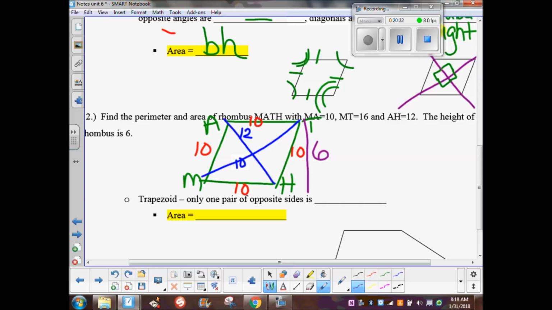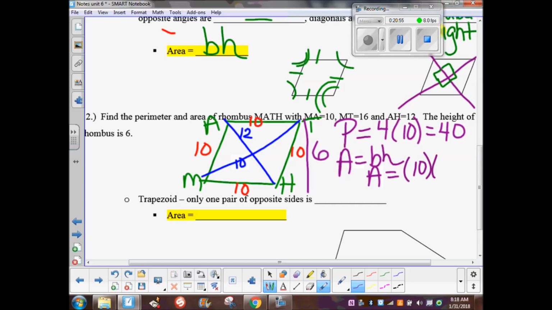So, what is the perimeter? At both sides, what do we get? 40, because they're all 10. 4 times 10. And area. Be careful, let's not make the same mistake again. What's the base? 10. And what's the height? 6. So the area is 60.